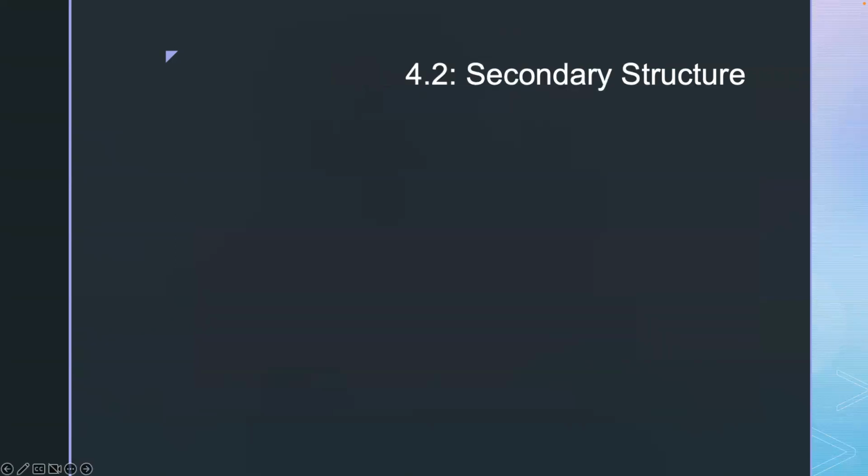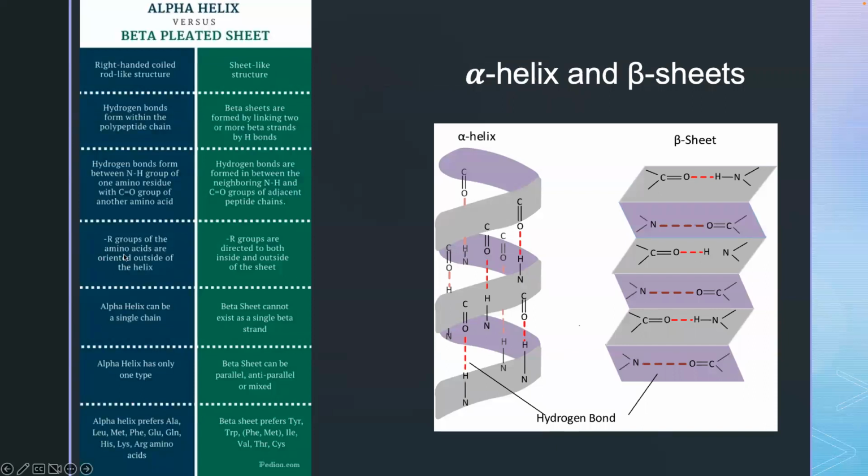All right, so secondary structure. I thought this was actually really great. I just Googled secondary structure and found this sheet. So you can have an alpha helix or a beta sheet. So going through alpha helix, these are, again, in a helix shape. So they're right-handed coiled rod-like structures.